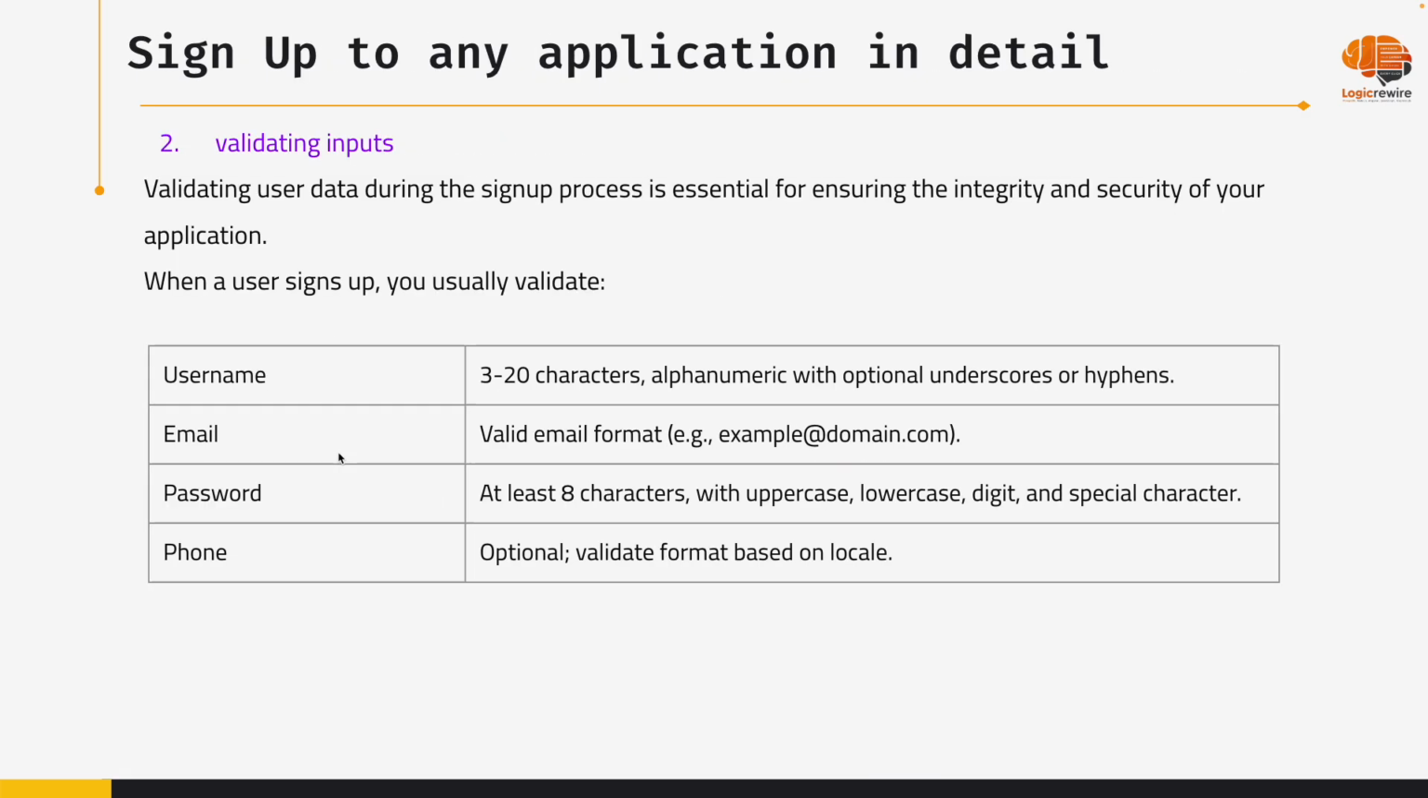I have written just one validation, that is username. Username validation is 3 to 20 characters. It should be alphanumeric, meaning minimum length should be 3 and maximum length should be 20. Only alphabets and numbers should be allowed, and special characters are optional, only underscore or hyphen, only these two allowed. At the rate symbol should not be allowed. Others like the equal symbol, percentage symbol, all those things should not be allowed. So all those validations we have to do.